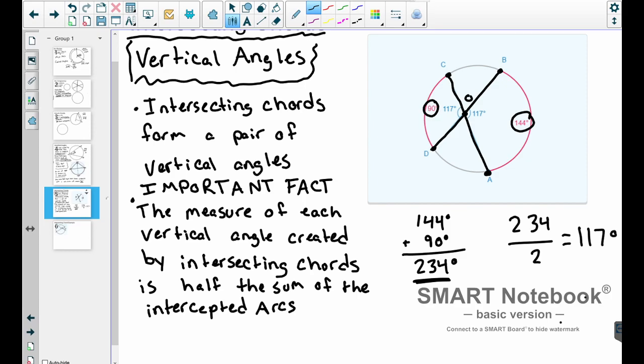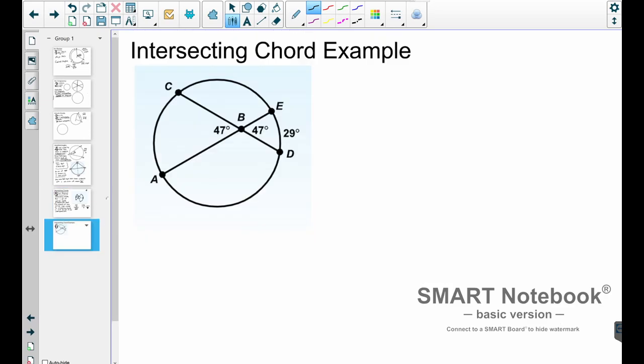So it's important to know here that the sum of the intercepted arcs divided by 2 is not the total measure of those vertical angles, but it's of each. So in any case where you have two chords intersecting, you can get these arc measures, and you can add them together and then divide by 2 to get yourself the measure of either of these vertical angles. We'll do an example. One example, and then I'll let you guys go.